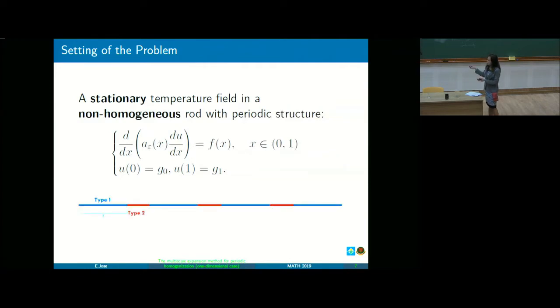So we can have this picture of the one-dimensional rod, non-homogeneous. It may consist of 2 or more materials, type 1, type 2, and then you repeat it in a rod, okay? I will also show that on Friday when I talk about population dynamics, homogenization in population dynamics. Of course, we impose a Dirichlet boundary condition. u of 0 is g0, u of 1 is g1. Okay? So that is our main problem.